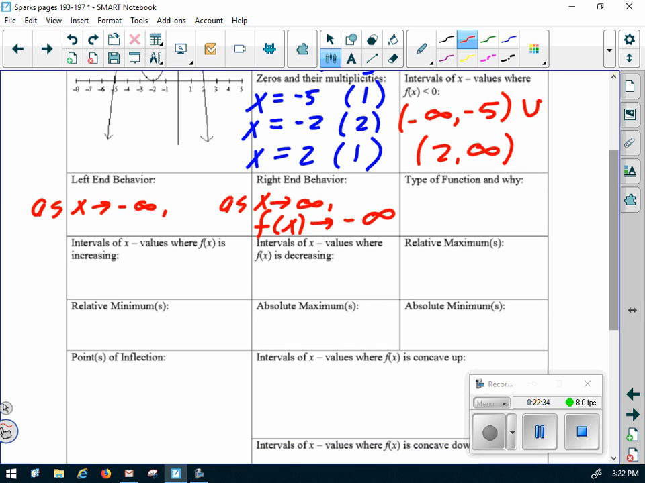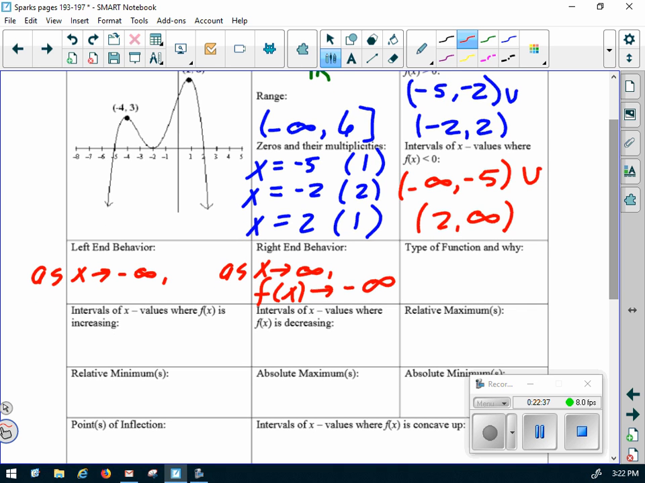Type of function and why? Quartic. Why is it quartic? That's beautiful. The sum of all the multiplicities is 4. So it's quartic because the sum of all the multiplicities is 4.